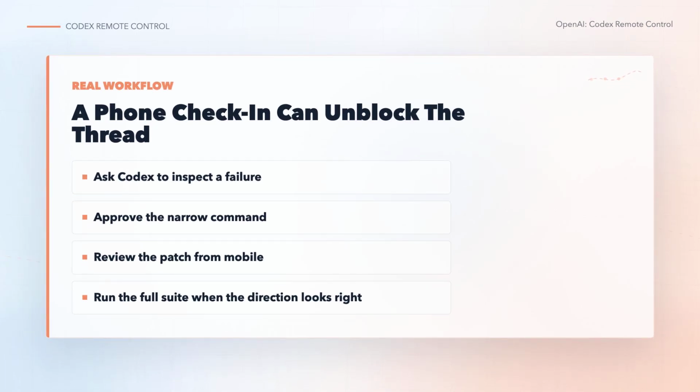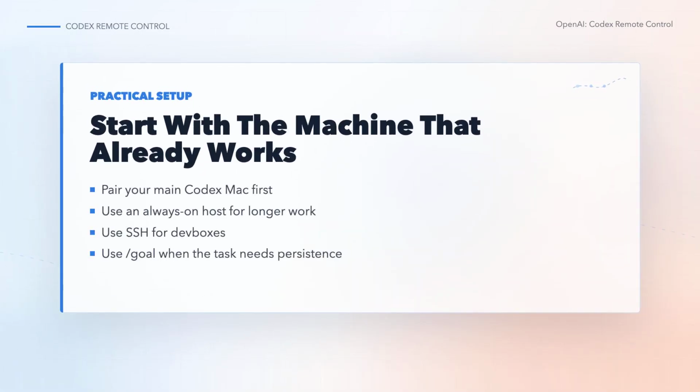A normal use case looks like this. You notice a failing test or a broken deployment while you are away from the desk. From your phone, you ask Codex to inspect it on the host machine. Codex reads the repo, runs the narrow command, and asks before doing anything sensitive. You approve the command, review the patch, and tell it whether to run the full suite. The machine did the heavy work. You handled the decisions.